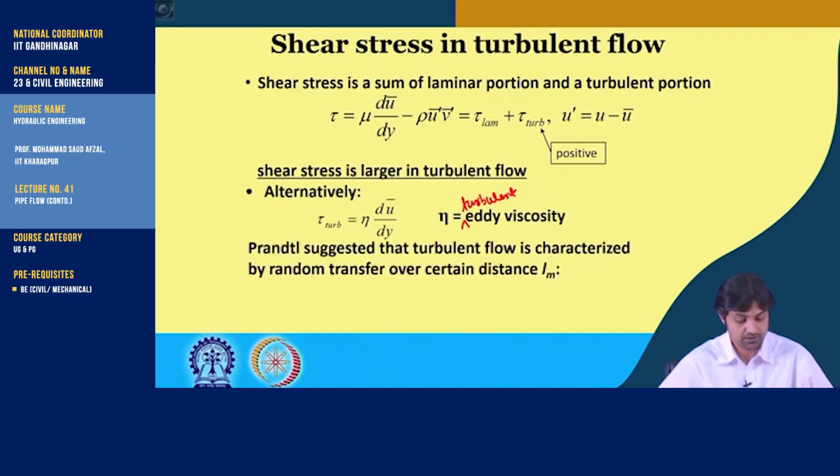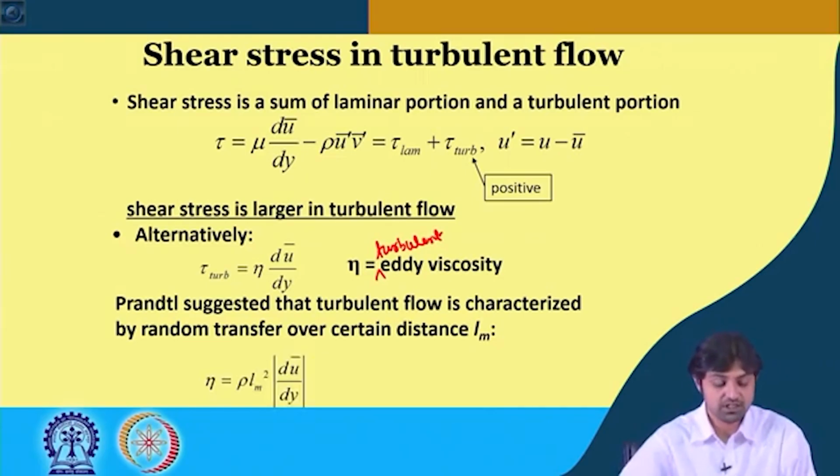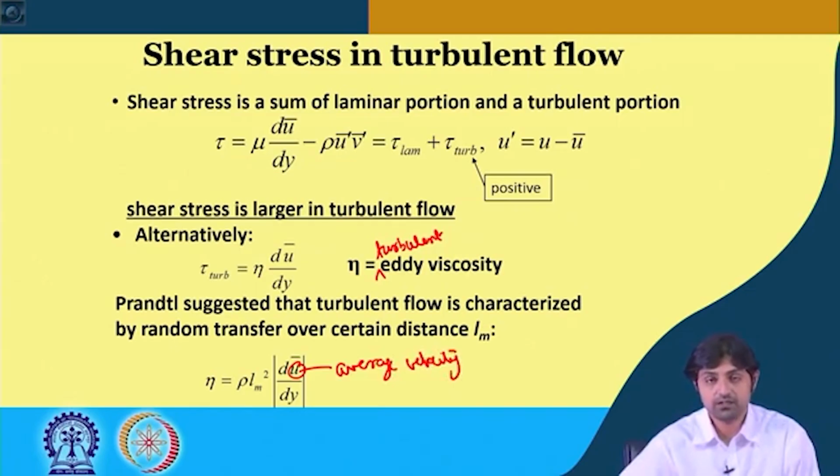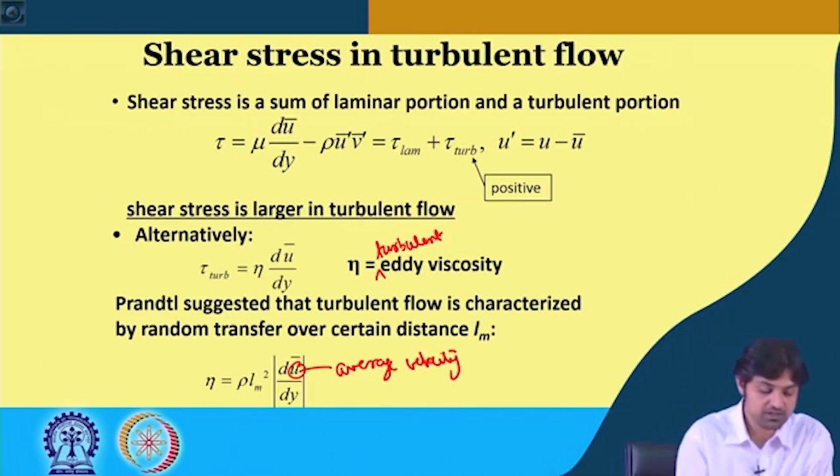This is our approximation, where eta is the eddy viscosity or turbulent eddy viscosity. There was a scientist called Prandtl. He suggested that turbulent flow is characterized by random transfer over a certain distance Lm, as we have already talked about in our laminar and turbulent flow module. So, eta can be approximated as rho Lm square into du/dy, where u is the average velocity. You have to appreciate that if we are able to write something in terms of average velocity, it makes our life easier.